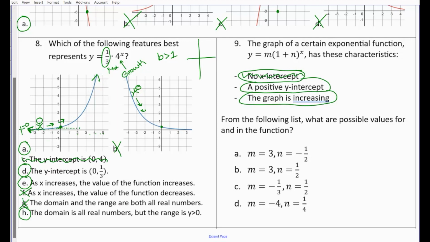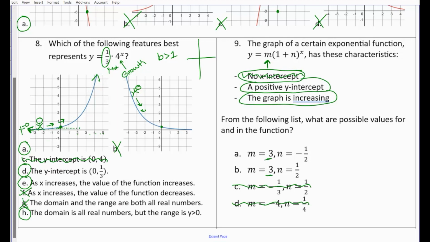We can't really tell that from the numbers here. So let's try a positive y-intercept. I know my y-intercept is my m. So we need to make sure that number is positive. Well, anything with a negative m can be eliminated. So that takes out C and D.